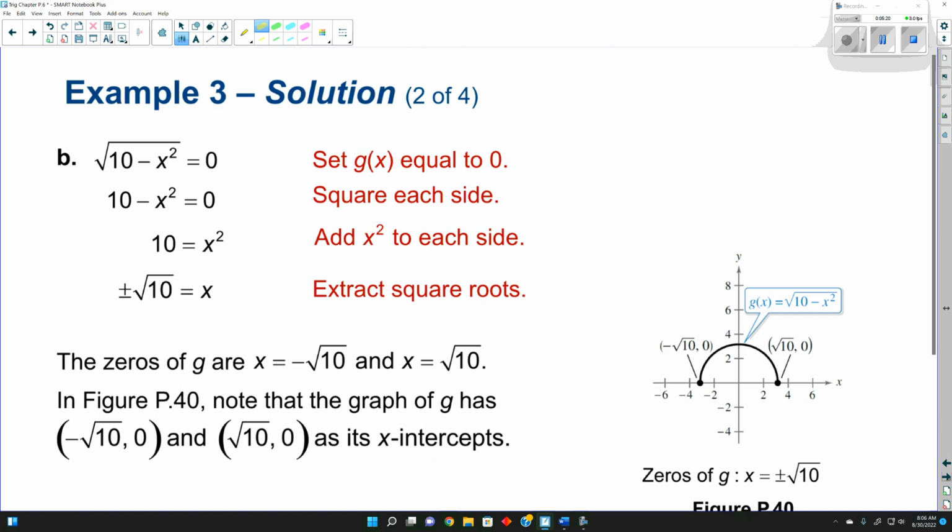For this one here, the square root of 10 minus x squared, we can square both sides, add the x squared, take the square root, and find out it's plus or minus the square root of 10. And again, we can see that graphically here.